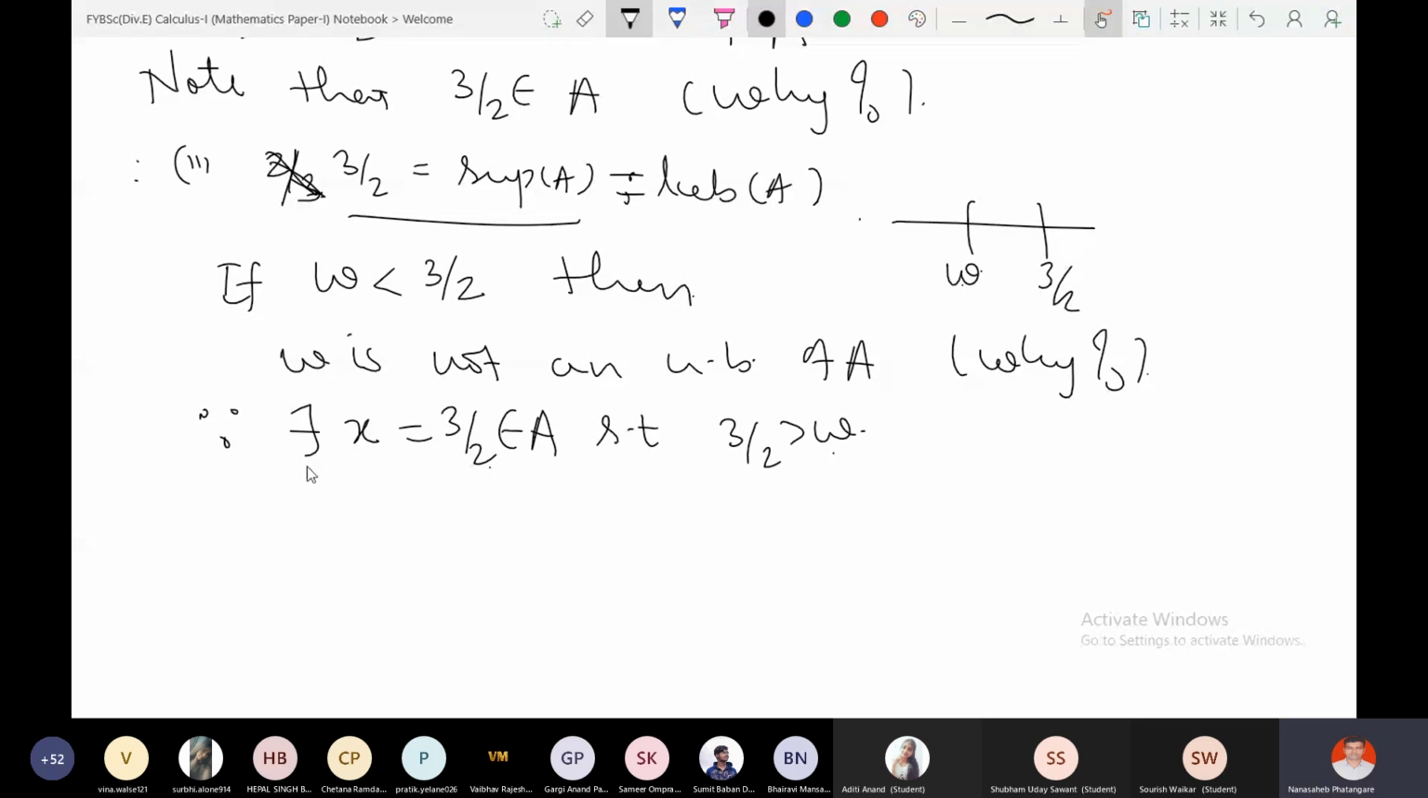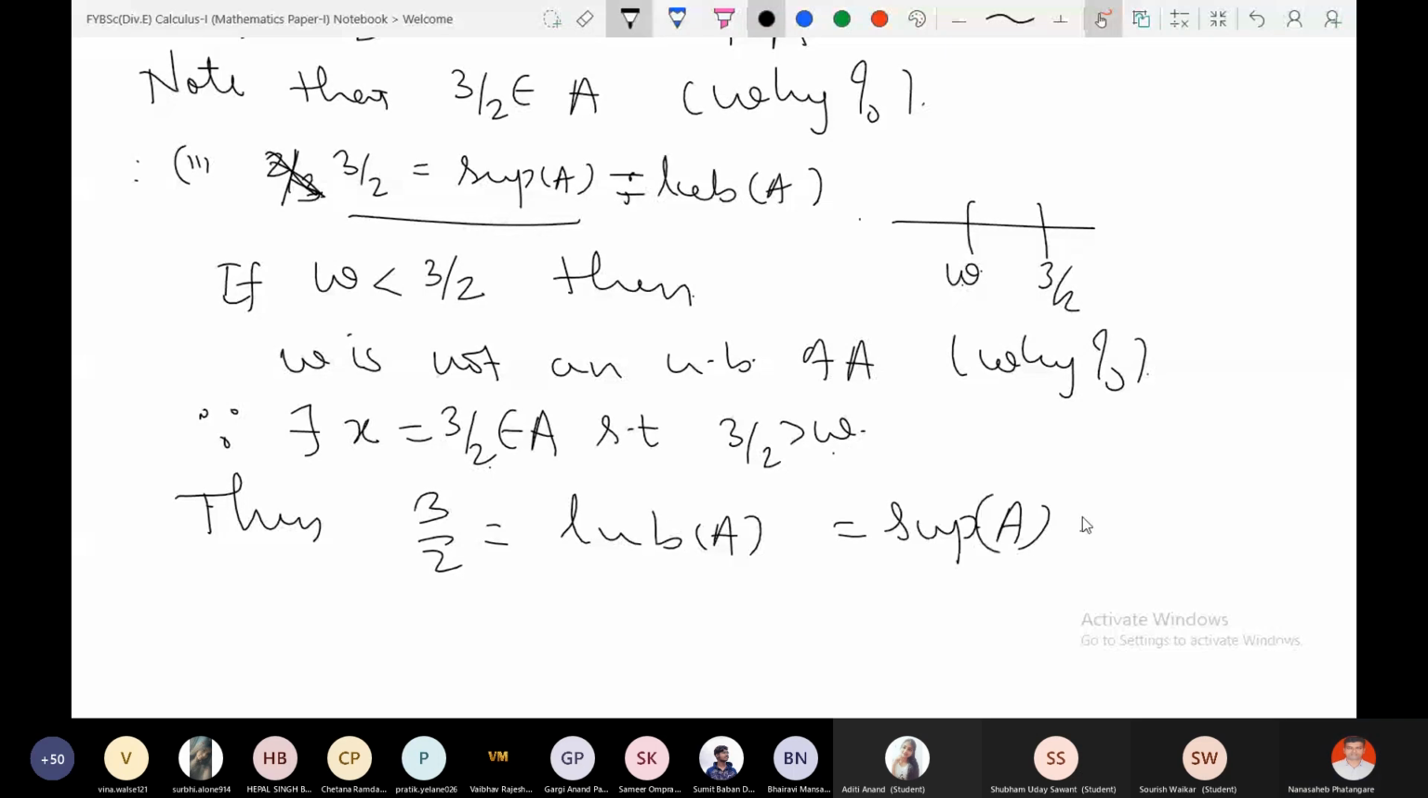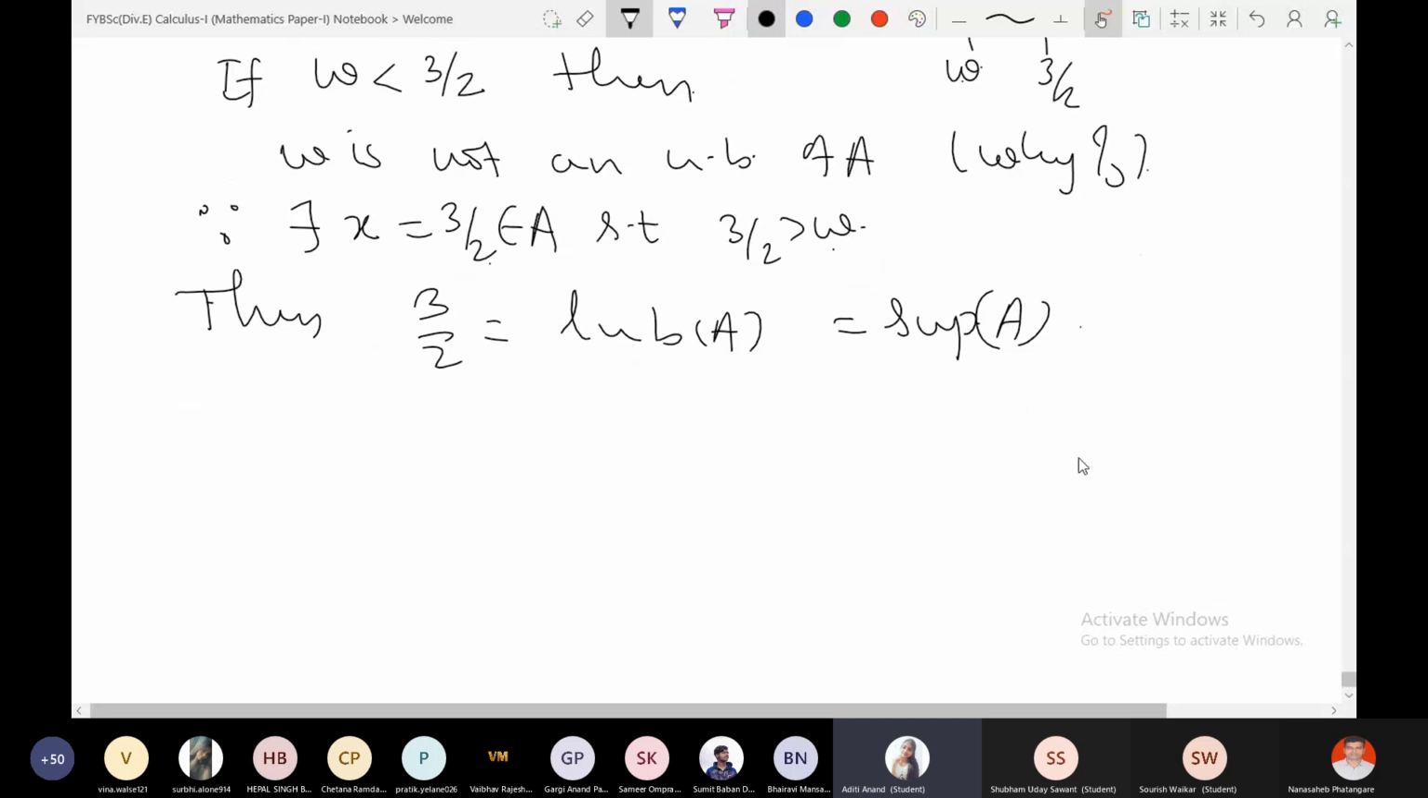Okay, what is the conclusion? So 3 by 2 is actually the least upper bound of A, which is the supremum of A. Okay, so this is clear. Any confusion in this? No, sir. Very good.